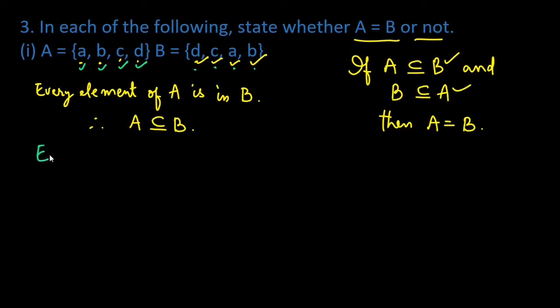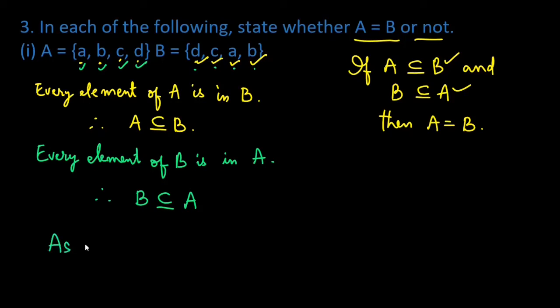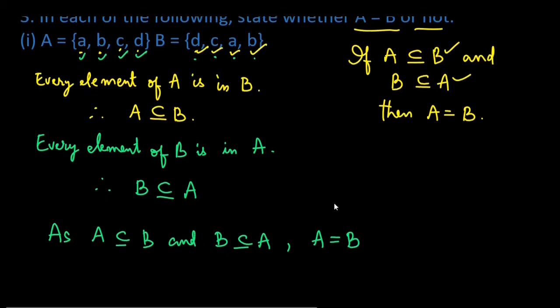So every element of B is in A. Therefore, B is a subset of A. As A is a subset of B and B is a subset of A, A is equal to B. Now let us see the second one.